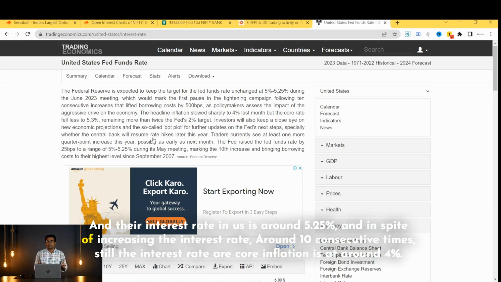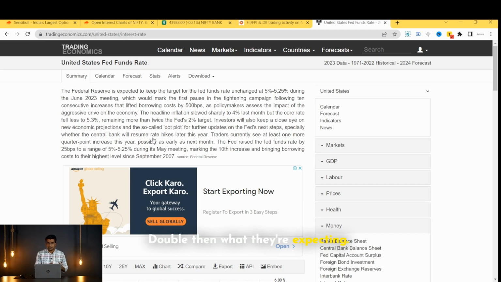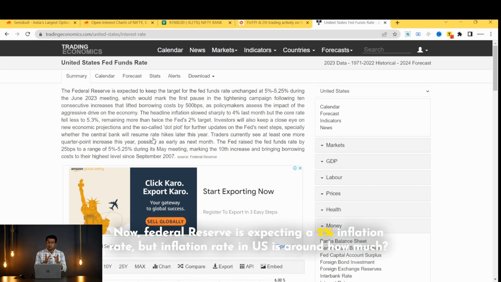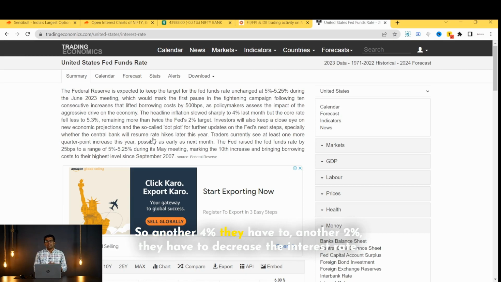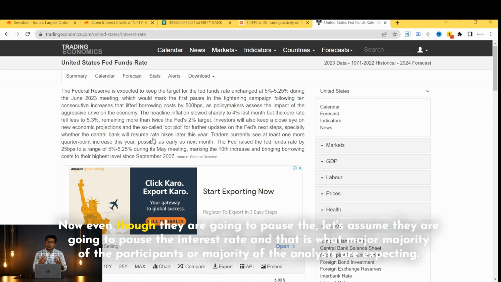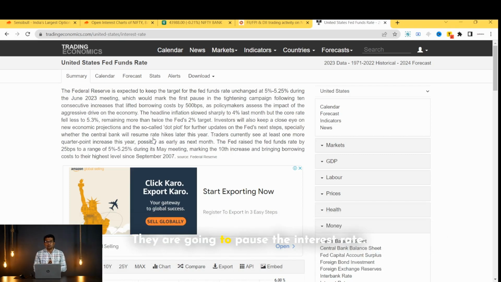In spite of increasing the interest rate 10 consecutive times, core inflation is still around 4%, double what they are expecting. The Federal Reserve is targeting a 2% inflation rate, but inflation in the US is around 4%. So they have to bring it down another 2%. Let's assume they are going to pause the interest rate, and that is what the majority of participants and analysts are expecting.